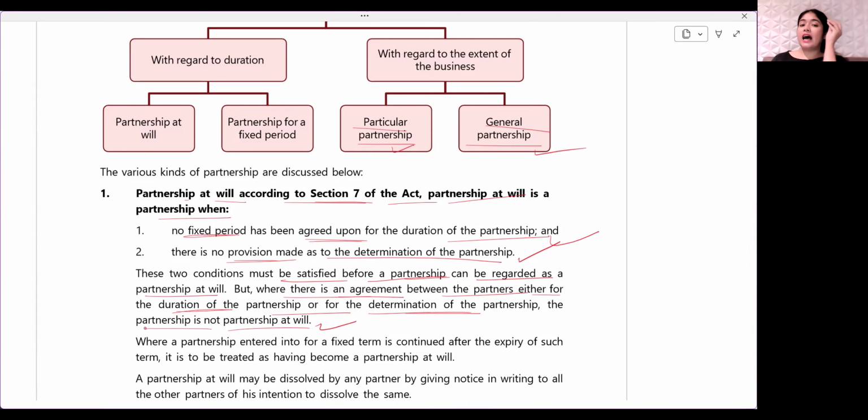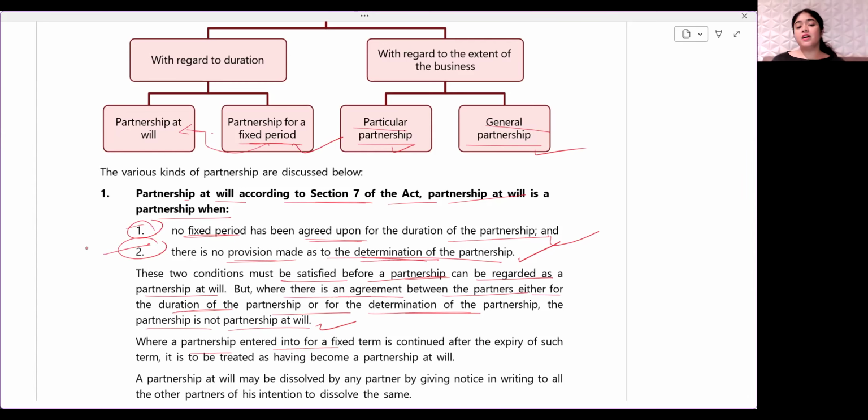Now, see, what our law language does is they will mention that partnership at will is something where there is no fixed period given. To contradict this, they will say partnership is not at will when a fixed period is given. So that point which should have been included over here, partnership for a fixed period, will be again mentioned as a negation over here. So if you remember these two major points, no fixed period is there and there is no provision made as to determination of the partnership, if you mention these 2 points, that is enough.